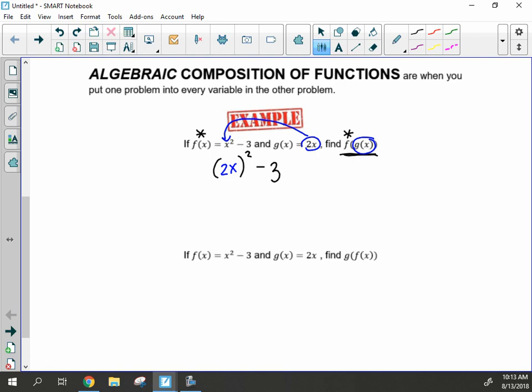This problem was almost identical to the bell work. If I have 2x to the second, that ends up being 4x squared. The only difference is, instead of a plus 3 like above, it's a minus 3 this time. That's our answer.